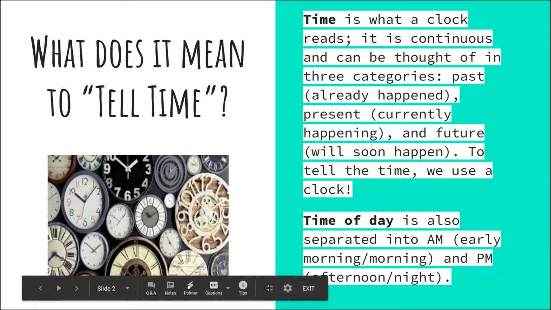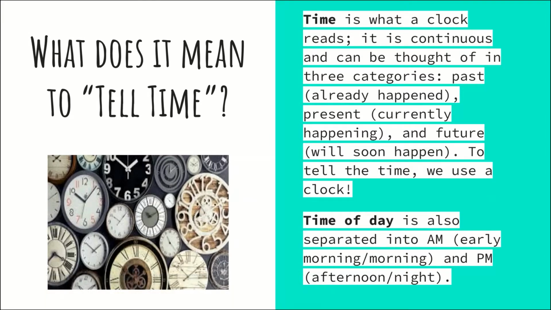All right, so what does it mean to tell time? Well, time, simply put, is what a clock reads. It is continuous and can be thought of in three categories: past time, which has already happened; present time, which is currently happening in this moment; and future time, which will happen soon. To tell the time, we use a clock.